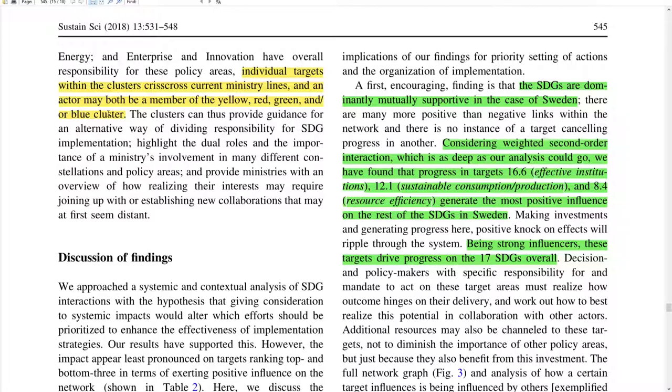When they're talking about ministries here, it's a ministry from the government. So what they mean is that within the clusters, it's not like one cluster can be worked on by one area of one government. The same cluster seems like it requires a lot of cooperation and collaboration between multiple ministries in a given government.